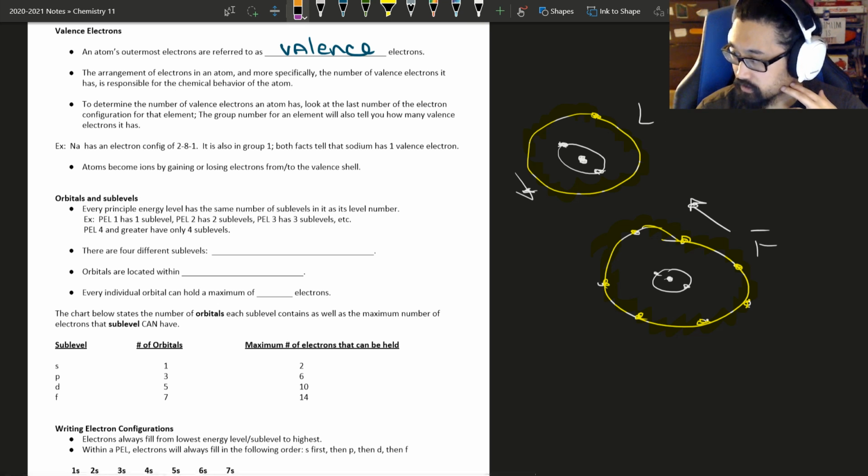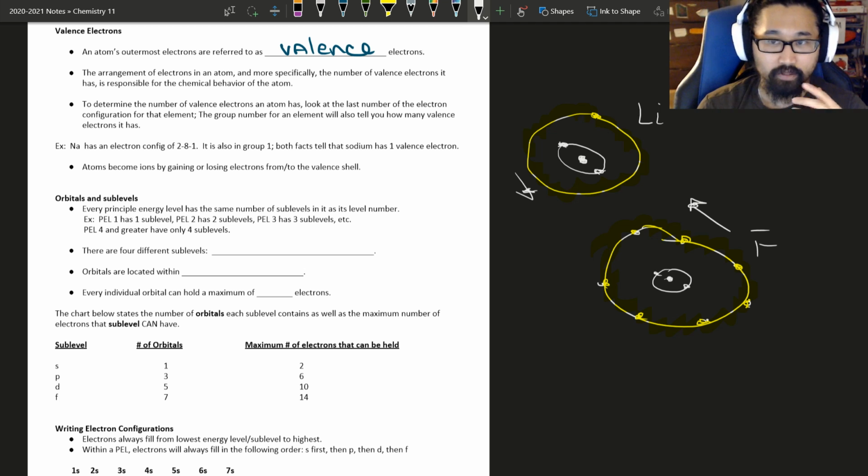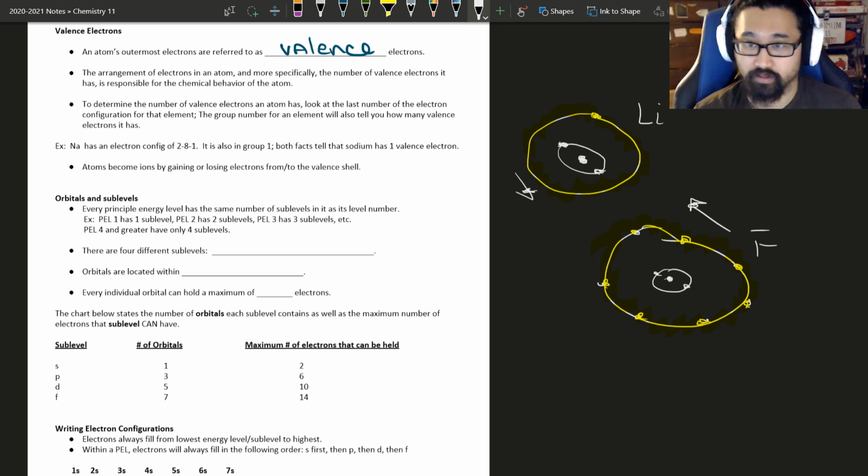And because that outer shell is the first thing to interact, these outer shells, that valence shell, or the valence electrons, are going to determine how they behave, right? This is how they shake hands. This is how they first interact with each other. This is a first impression.